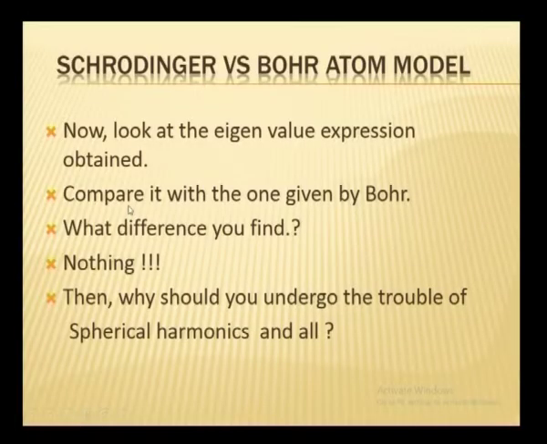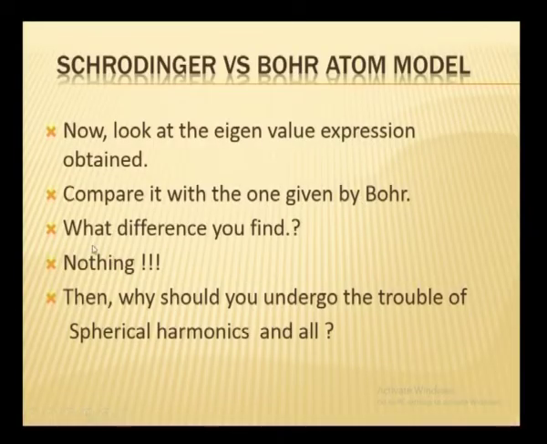This point is not very clear to many of the people. So, let me once again ask you to compare it with the one given by Niels Bohr. Niels Bohr obtained the expression for the energies of the electrons in the hydrogen atom, and after doing so much mathematics, after using the Schrodinger equation, the quantum mechanical picture, what difference do you find? You do not find any difference, right. There is no difference at all. What is the difference that you find?